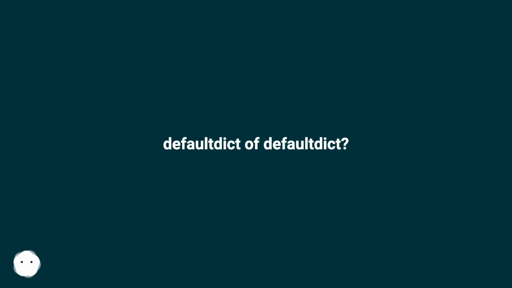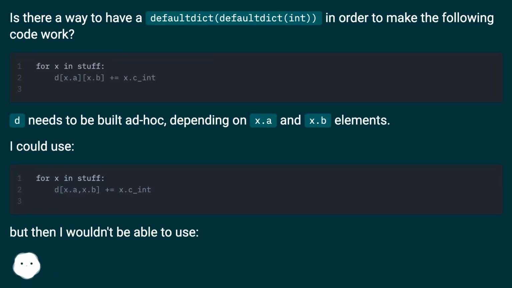Defaultdict of defaultdict. Is there a way to have a defaultdict int in order to make the following code work? D needs to be built ad hoc, depending on x.a and x.b elements.